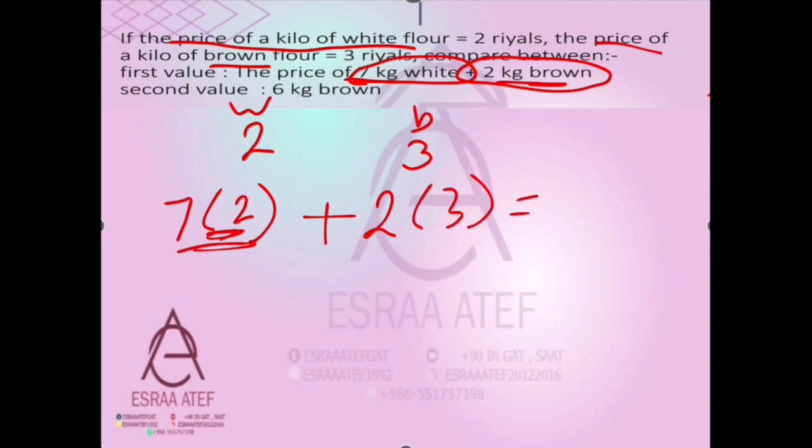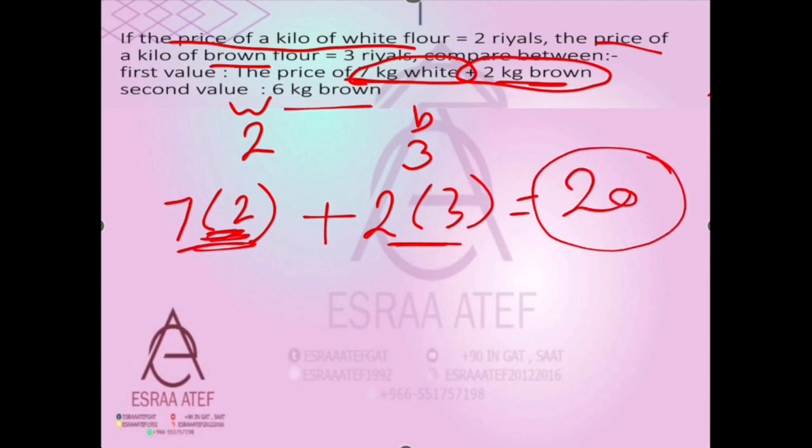7 times 2 is 14, and 2 times 3 is 6. Adding them to each other, it will be 20.